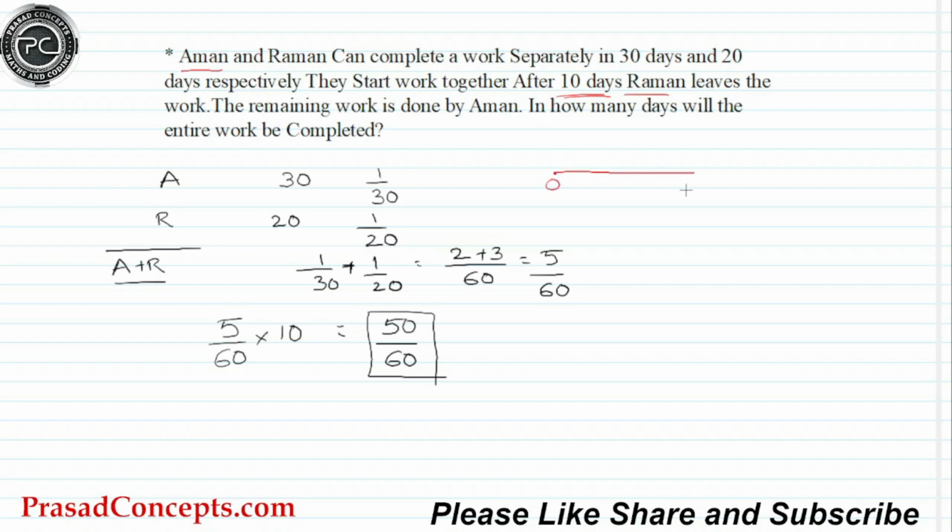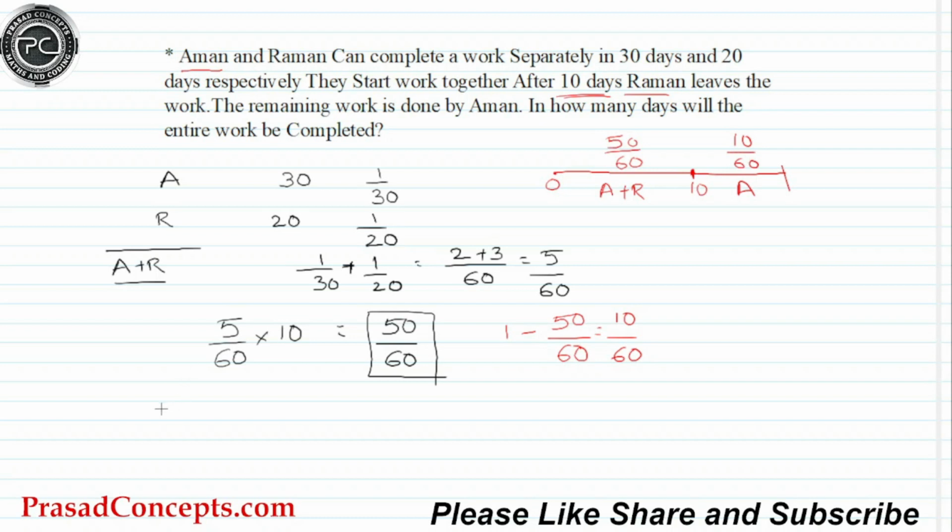So 0th day, 10th day. Here Aman and Raman both worked and completed 50/60th part of the work. From here to here, only Aman has to work and complete the remaining part. Remaining part means 1 minus 50/60, considering the total work as 1 unit, that equals 10/60. So Aman has to complete the remaining 10/60th part of the work.